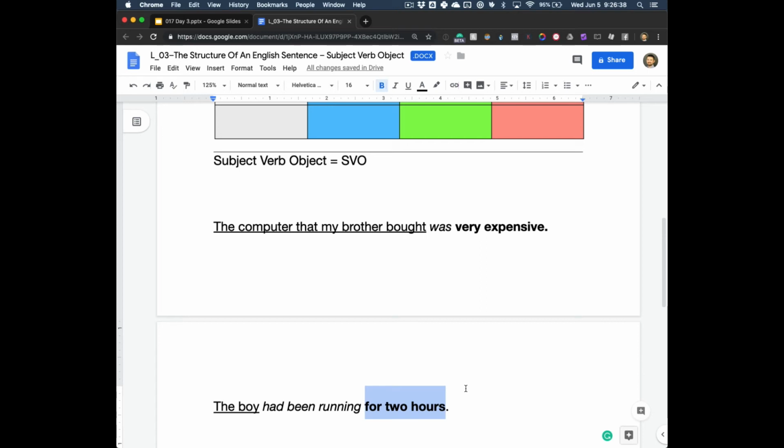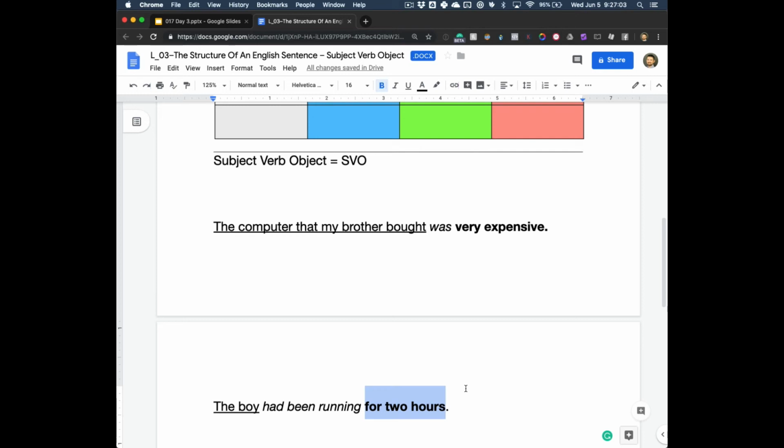Does it make sense? Because it's grammar. Right. But they're connected, right? And this is why I explain it this way. I cannot separate this. I can't say had and been and running are different. They're not. They're connected to each other. So it's one verb piece. It's one verb thing.